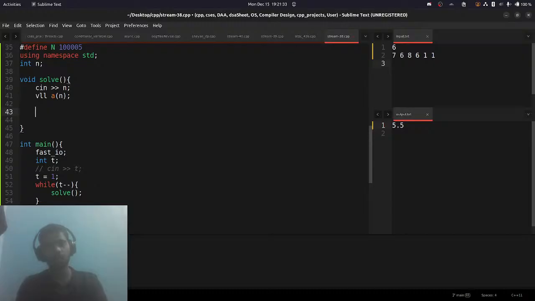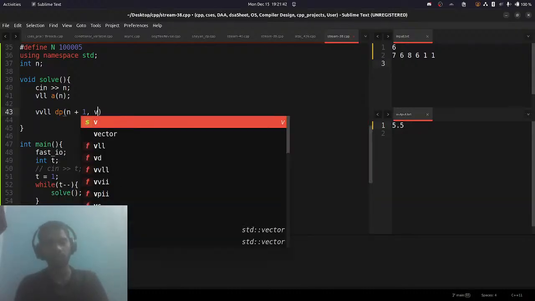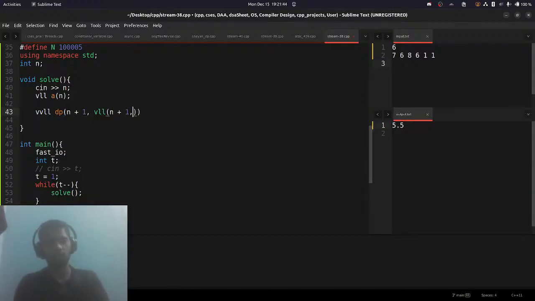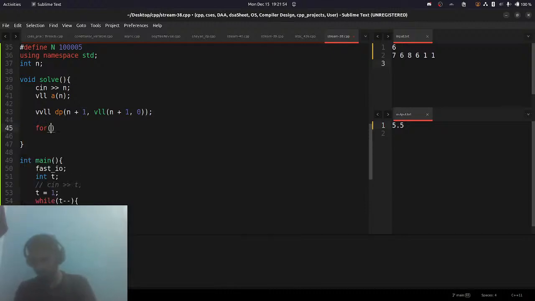answer can exceed 32-bit integer, and then we will have our dp, and it will go from n plus 1 to again n plus 1 and initialize with 0. Okay, and we'll run the loop. In the loop we will go from the start.